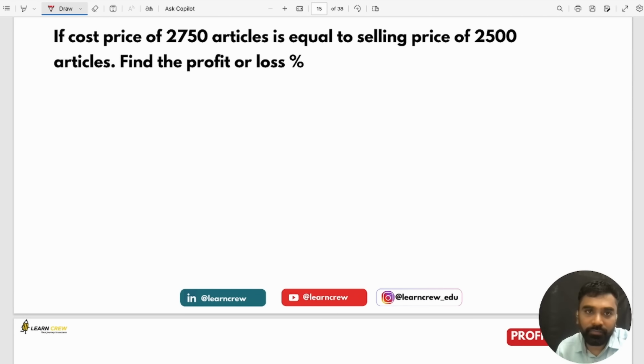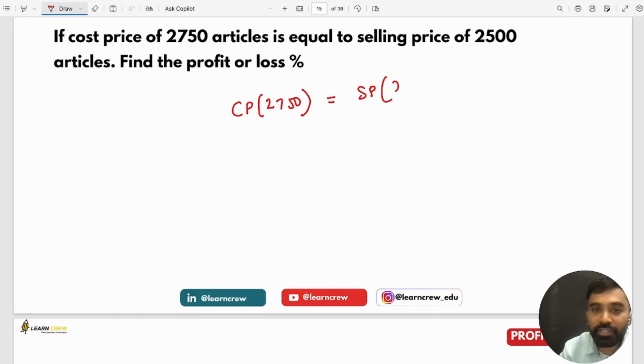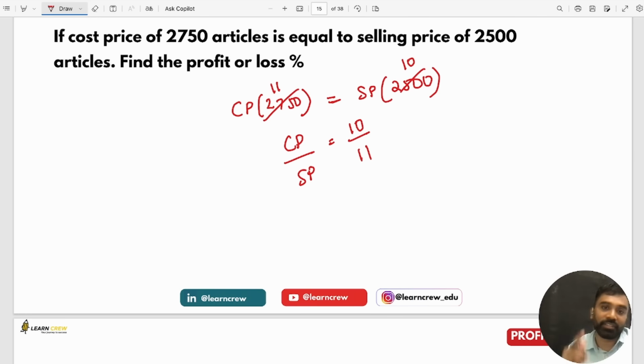Next one. If the cost price of 2750 articles is equivalent to the selling price of 2500 articles, find the profit or loss percentage. Now you will say, sir, the earlier question at least had some meaning, here there is no meaning for me. How to solve it? Don't worry. Okay, what are they telling? Cost price of 2750 articles is equivalent to selling price of 2500 articles. This is the given question. Sir, this is nothing but 250 tens, 250 elevens, so cost price by selling price is equivalent to 10/11, sir. Yes, sir. After that, what to do, sir? I don't know, sir. Don't worry.